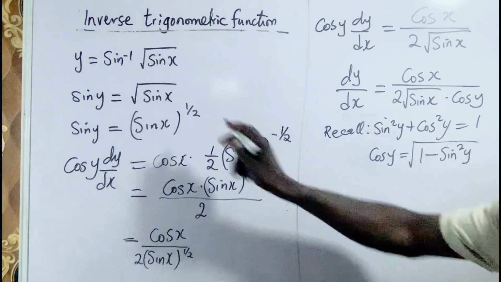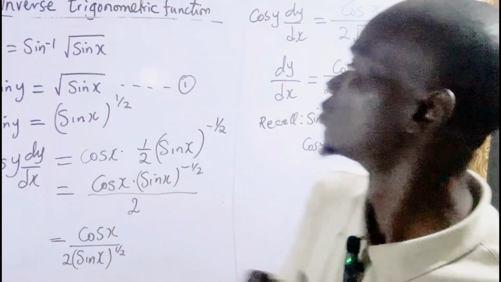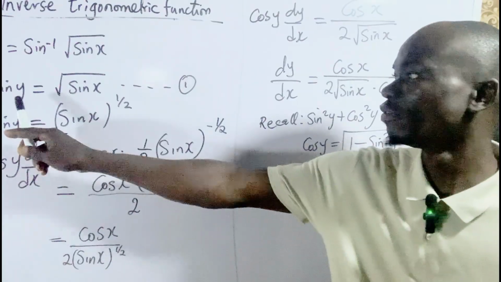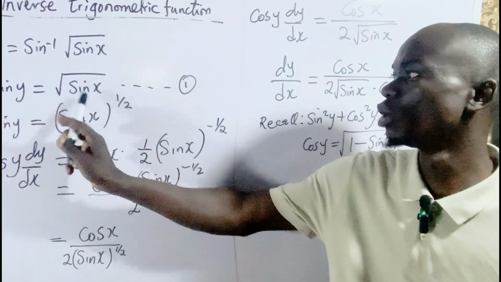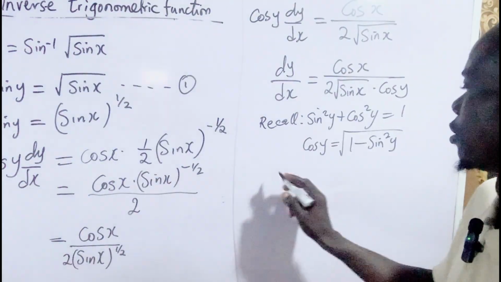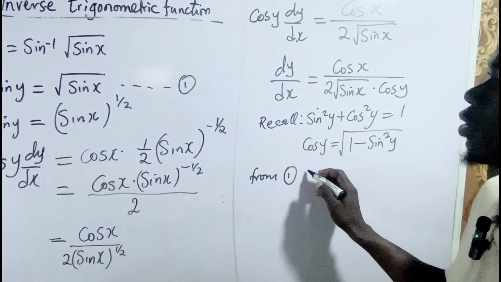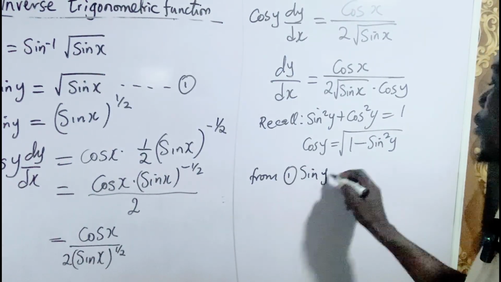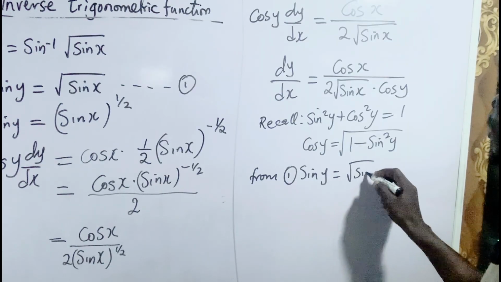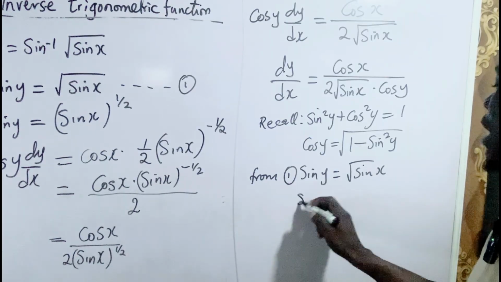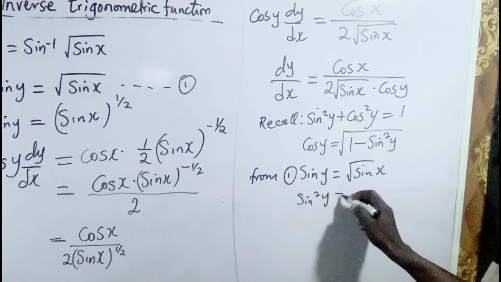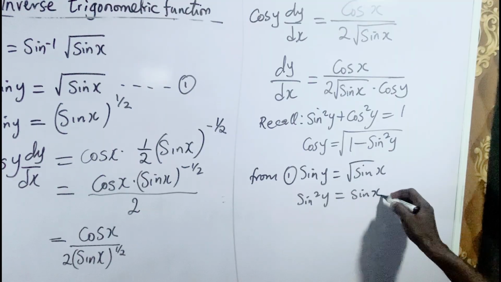Okay? If you come back here, it means whenever I see sin y, I can replace it with square root of x. So from 1, sin y is equal to root sin x. So sin squared y will be equal to sin x.